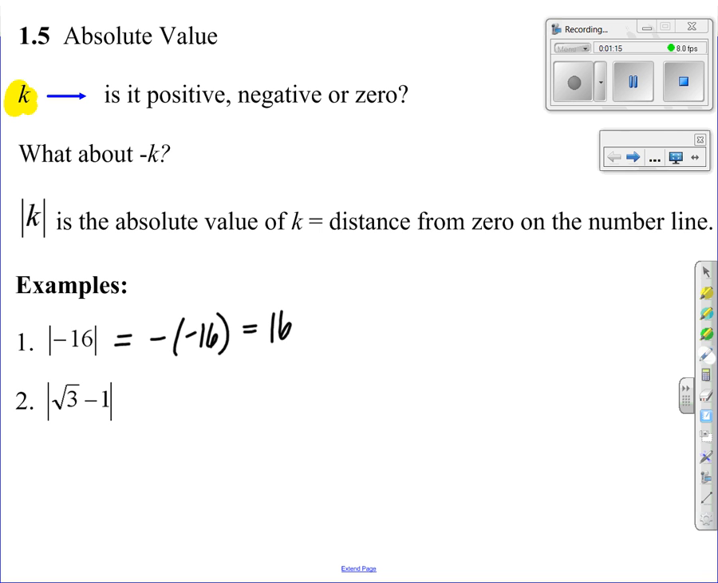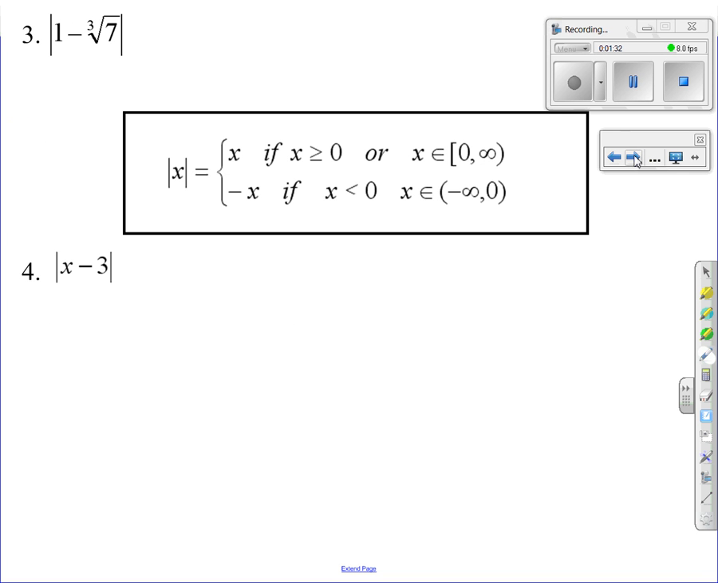Root 3 minus 1, if you take your calculator out and you go to the square root of 3 minus 1, that will be positive. So we don't need to put a minus sign in front of it. Just calculating that answer is positive already, so we can leave it as is without having to worry about changing it at all. If we look at 1 take away the cube root of 7, and again you type it into your calculator, that's a negative value. So how do we make a negative value positive? We put a negative in front, and that theme will just reoccur throughout.